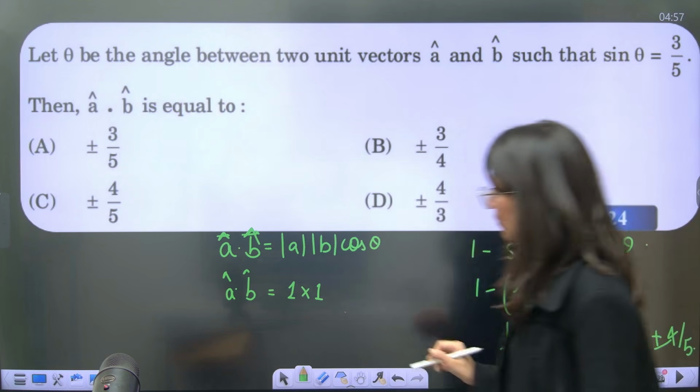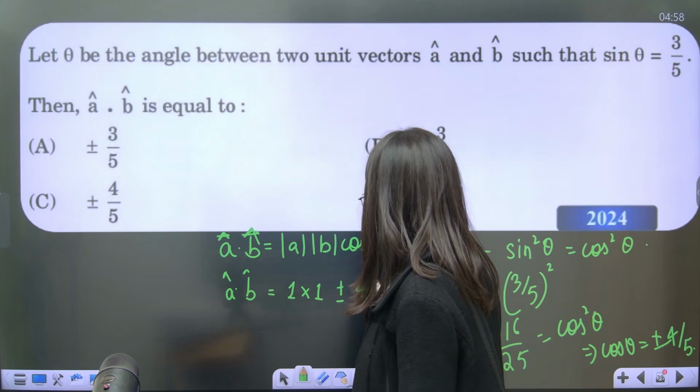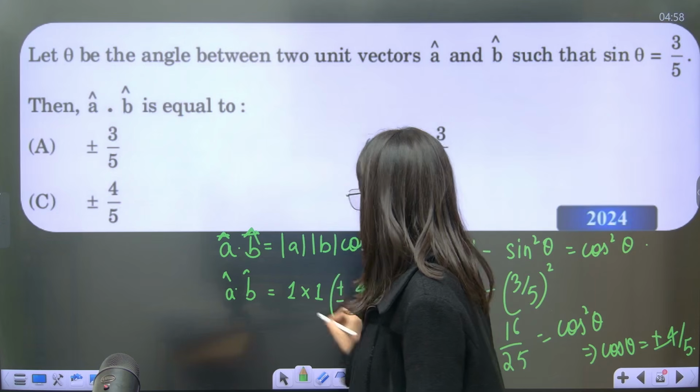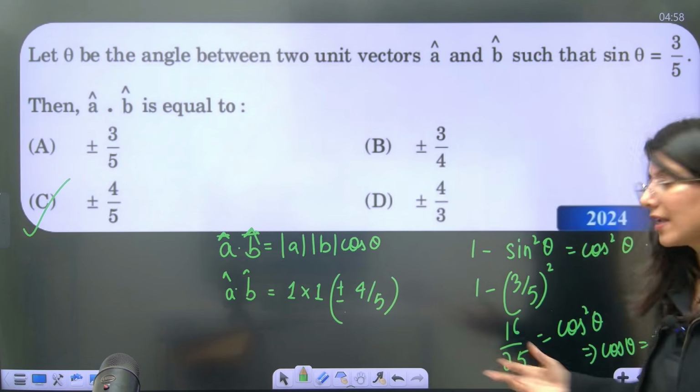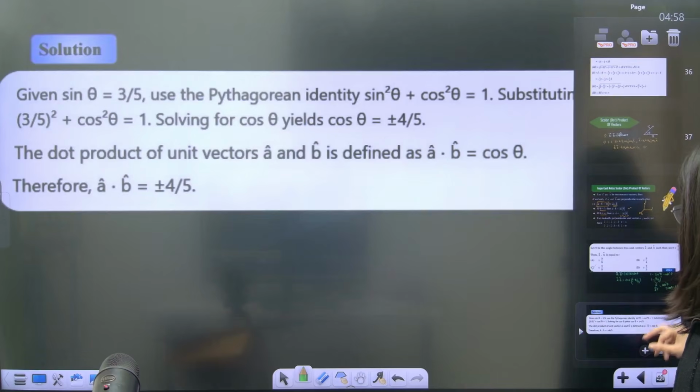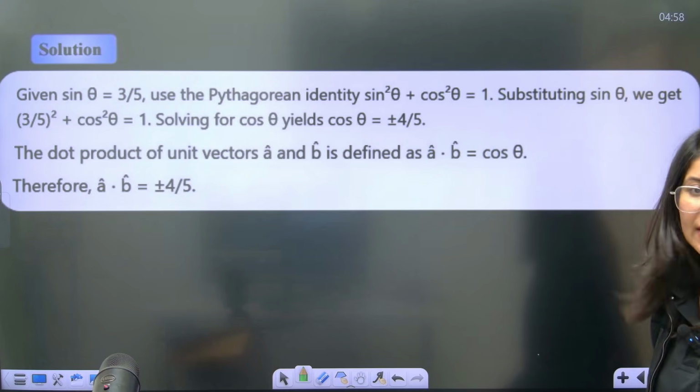Right? So this is plus minus 4 by 5. So your answer will be plus minus 4 by 5. Option C, easy peasy. Again, lemon squeezy question. So you can see the answer over here as well.